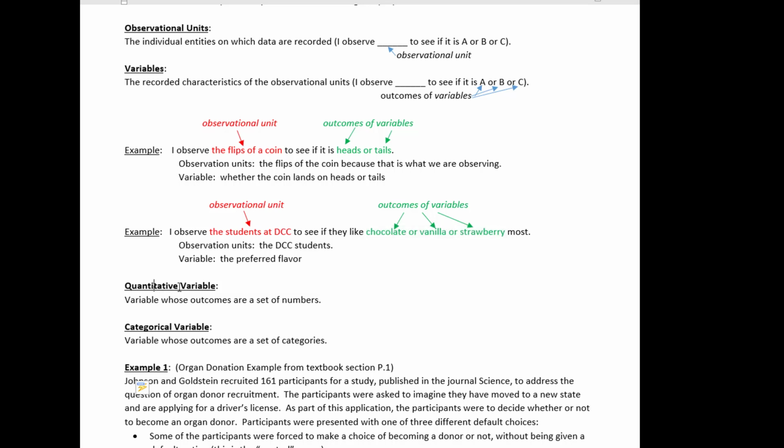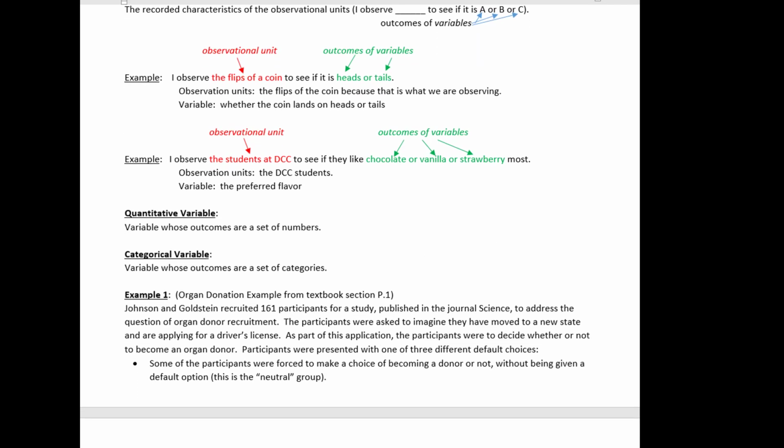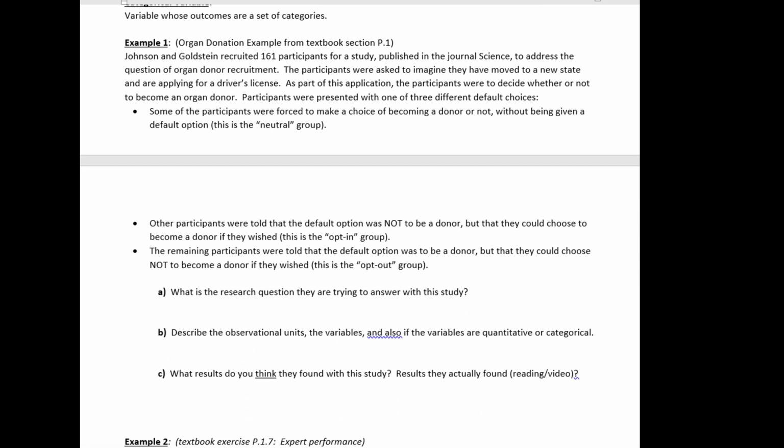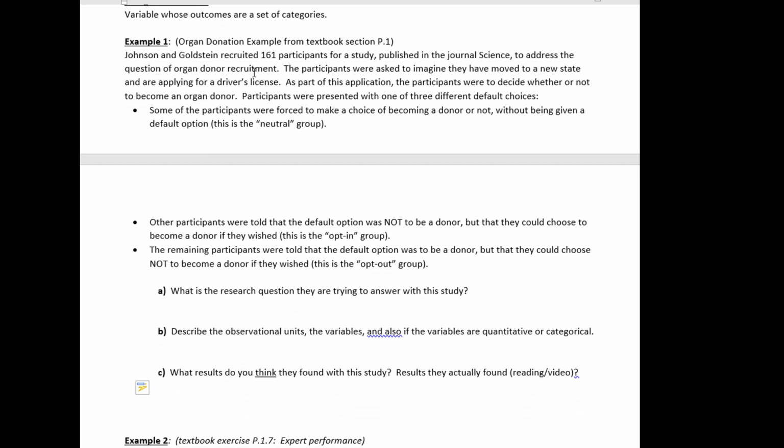So a quantitative variable would indicate that you're writing down numbers about that observational unit, and a categorical variable is one that is just categories. So let's just do some examples and try to sort through what's going on with these vocabulary words. So example 1 comes right from your textbook, section P.1.